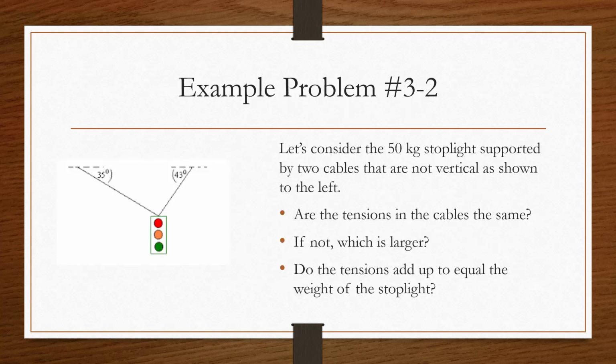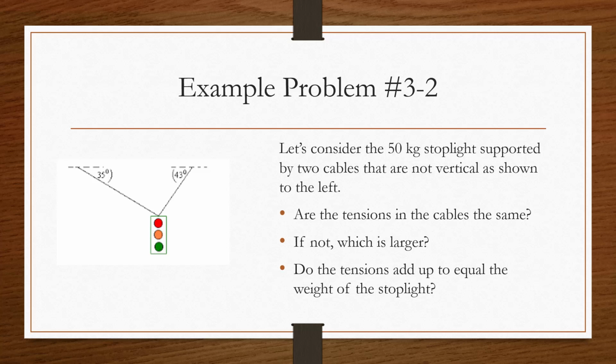So I have another example problem. Let's consider the same stoplight supported by 2 cables, but let's say that the cables are not vertical as shown to the left. Are the tensions the same in the cables? Well, not necessarily. If not, which of these two is larger? Is it the one that is more vertical or the one that's more horizontal? Oh, I don't know off the top of my head. The next one, do the tensions add up to the weight of the stoplight? I don't know, do they? That may not necessarily be true in this case.